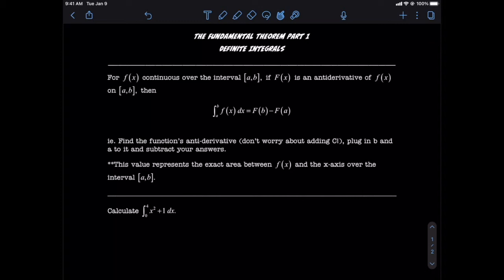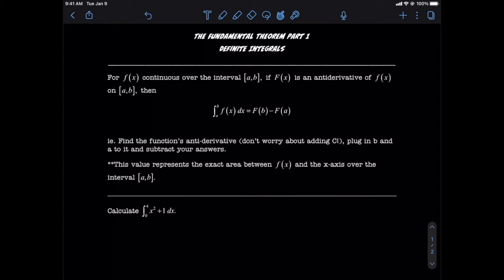What is the first part of the Fundamental Theorem of Calculus, I hear you ask? Why, you can read it on your screen. For f of x continuous over the closed interval from a to b, if capital F of x is an antiderivative of f of x over the interval, then the integral from a to b of little f of x dx is equal to capital F evaluated at b minus capital F evaluated at a.